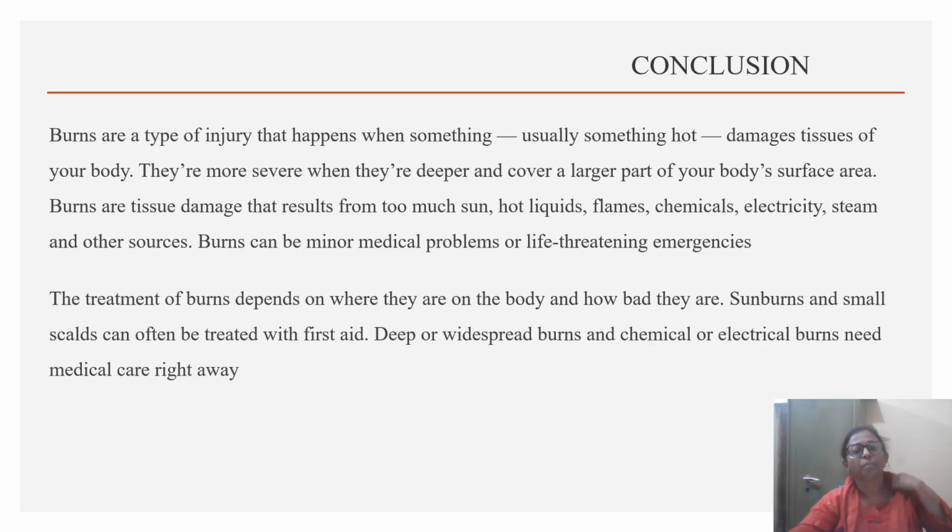So concluding, burns are the type of injury that happens when usually something hot damages the tissues of the body. The treatment of burns depends on where they are on the body and how bad they are. Sunburns and small burns can often be treated as first aid. Deep or widespread burns, or chemical or electrical burns, need medical care right away, and even surgery may be needed.